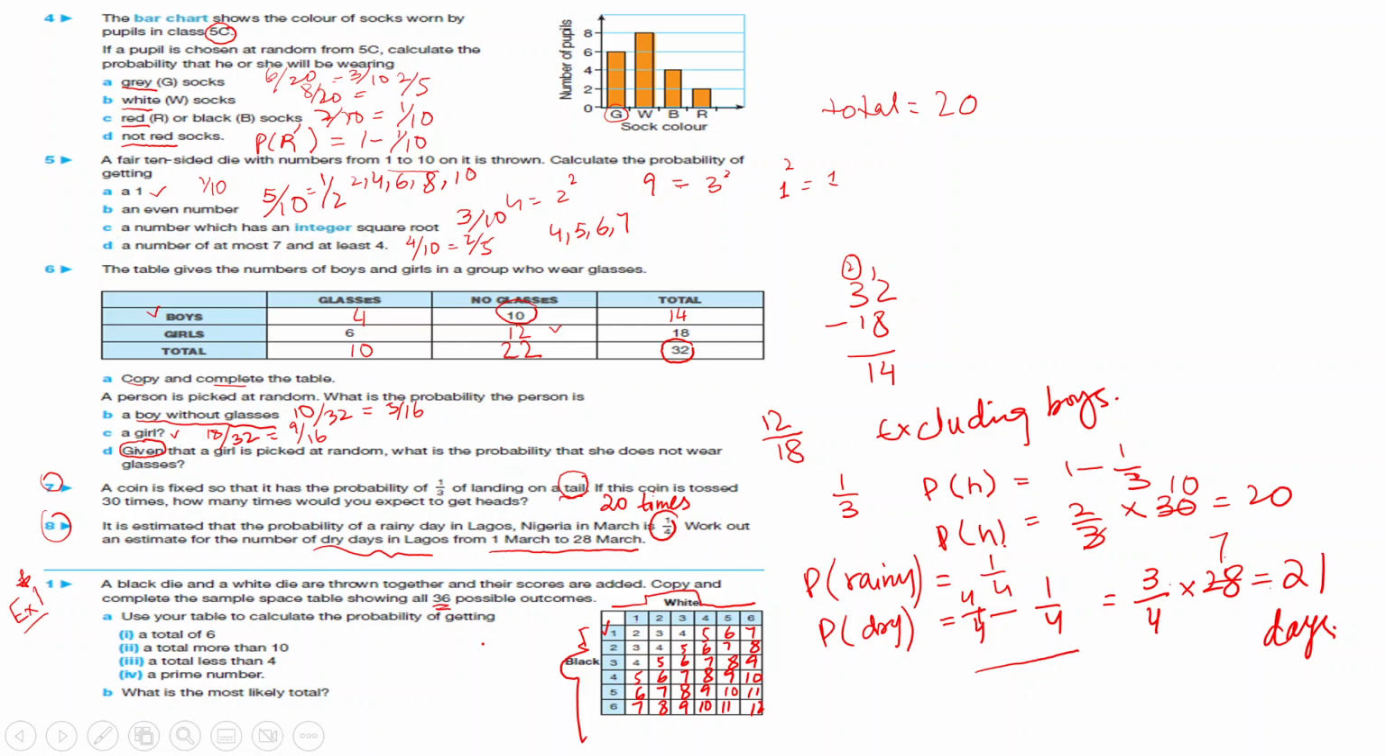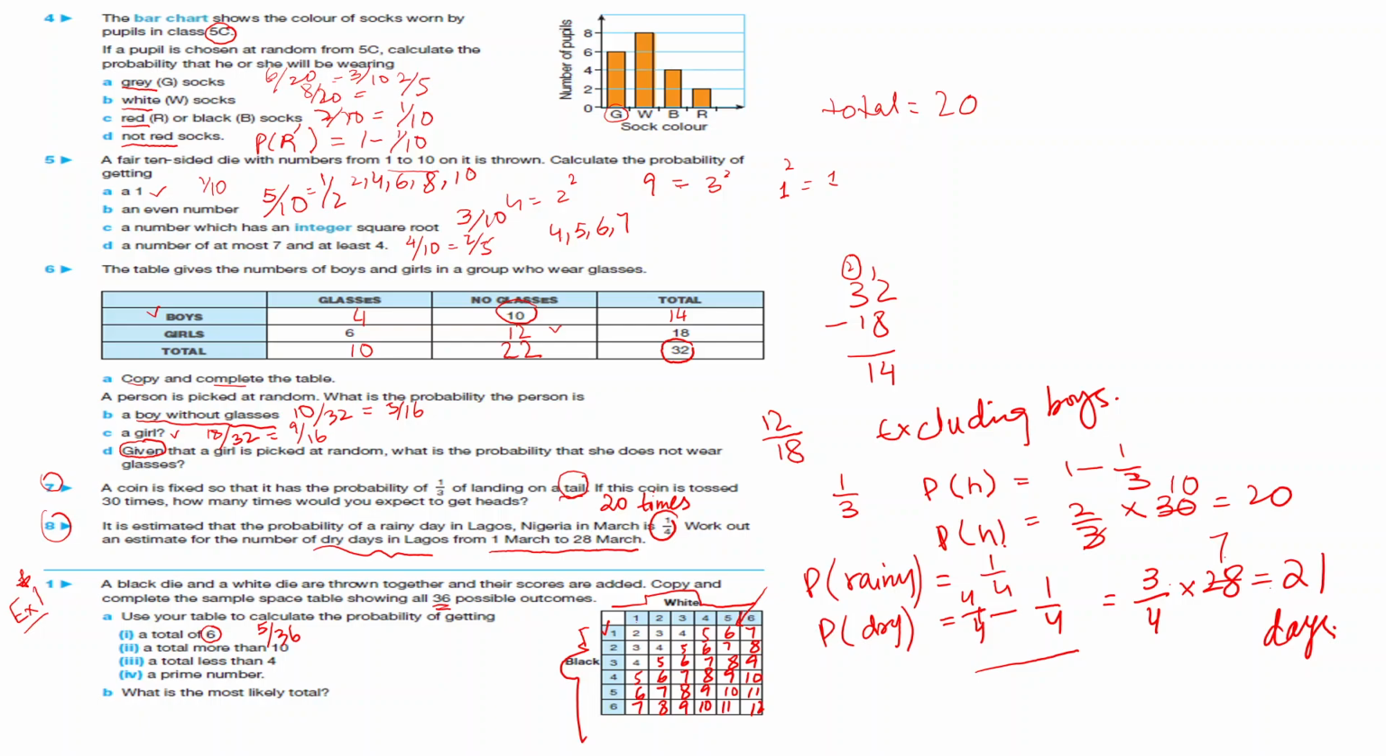Use this table to calculate the probability of getting a total of 6. What is the probability that you get a score of 6? You can see how many times you can get a 6. On this line, all are 6 scores: 1, 2, 3, 4, 5. So 5 times out of a total of 36, you have the probability of getting 6.